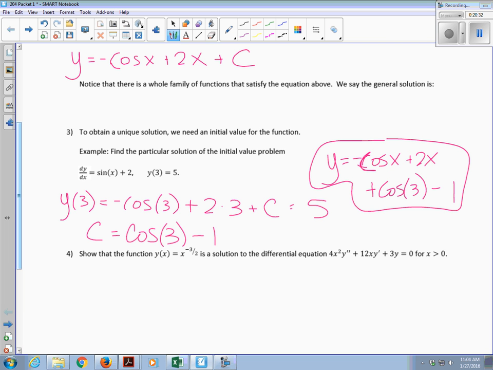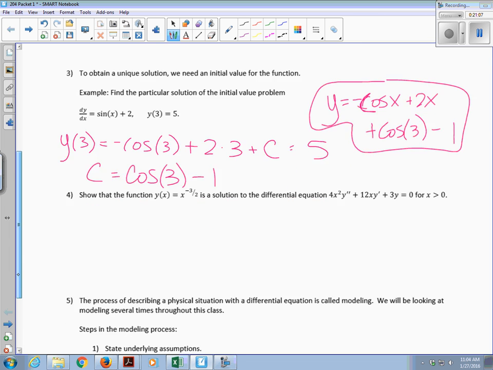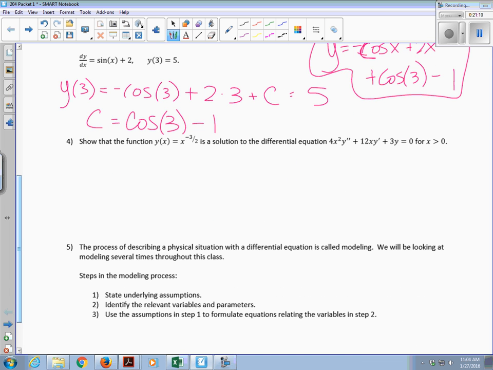All right, so given a differential equation that is simple enough, we can come up with a solution right away, right? But if you have a more complicated differential equation, like 4x squared times the second derivative of y plus 12x times the first derivative of y plus 3y equals 0, we don't have tools to solve this yet, right? But we can quite easily check if a solution is actually a solution, right? I propose that x to the negative 3/2 is a solution to that differential equation.